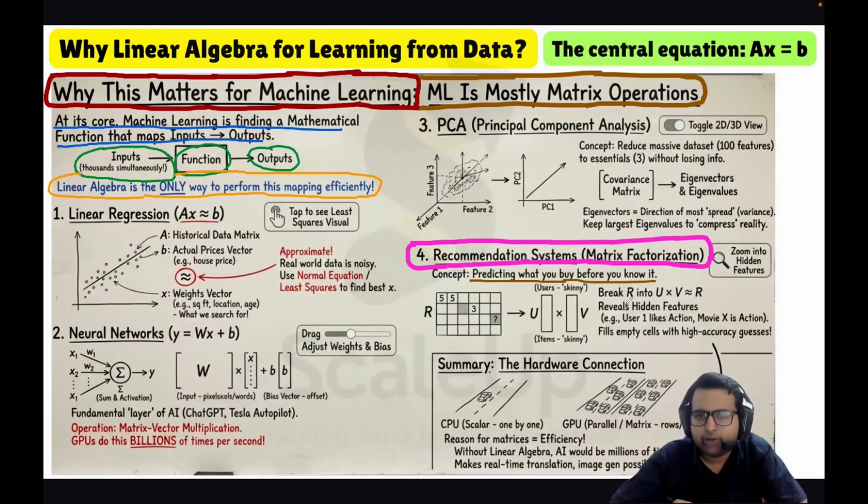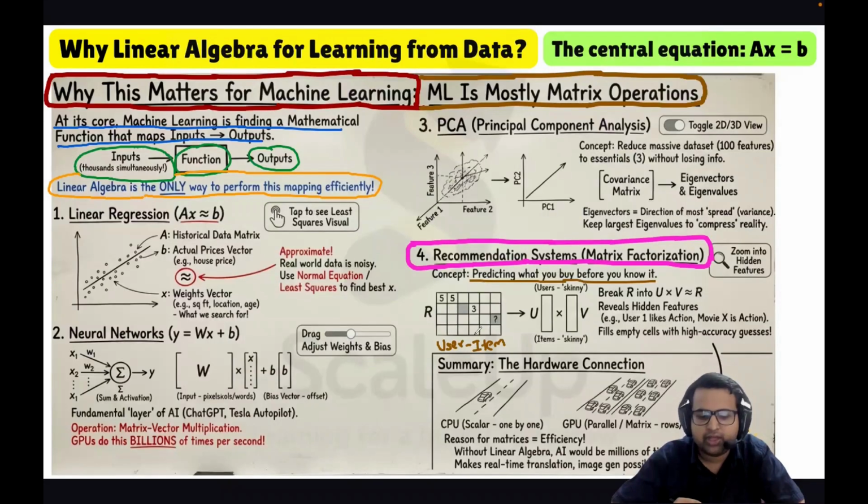Now, the matrix view, let us understand. Imagine a giant grid where every row is a user and every column is an item. So we have a user item matrix. In the user item matrix, every row is a user, every column is an item, and the numbers are the preferences. It is a sparse matrix. Most of the cells are empty.